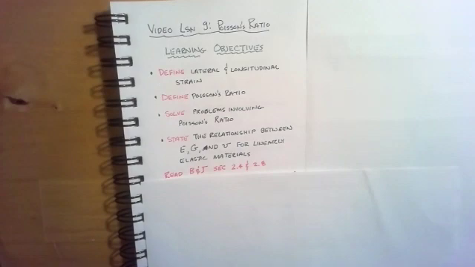Our learning objectives are to define lateral and longitudinal strain, to define Poisson's ratio, to solve problems involving Poisson's ratio, and to state the relationship between E, G, and nu for linearly elastic materials. So I want you to read Beer and Johnston's section 2.4 and 2.8 to go along with this lesson.